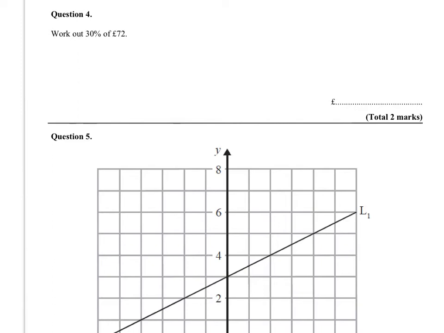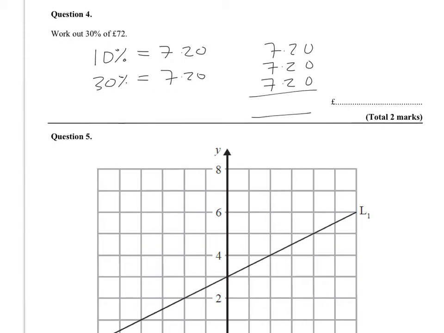Question 4 asks us to work out 30% of 72. Well, to find 30%, we could find a smaller percentage. We could find 10%. 10% is, if we divide 72 by 10, we'll get £7.20. And so 30% is going to be 3 times £7.20. So we could multiply it, or we could do repeated addition. So we'll add it 3 times. So that will give us 7 times 3 is 21. £21.60. Remember, it's 2 decimal places because it's money.